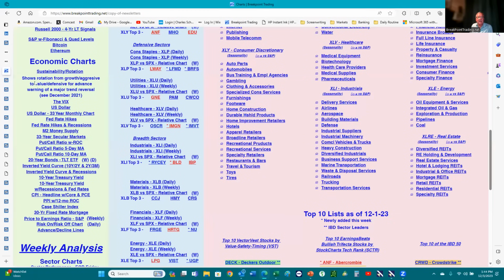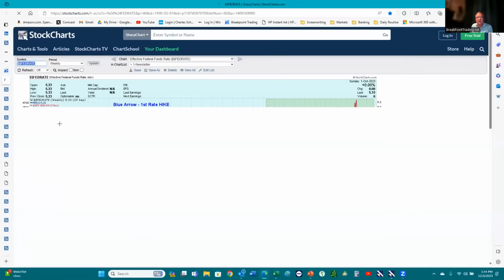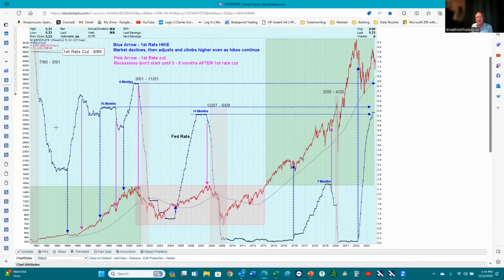So let's look at, there's one thing I want to show here, this one here. I want to talk about this saying about higher for longer. And I wish people would stop saying that. I just don't see where it makes any sense right now.